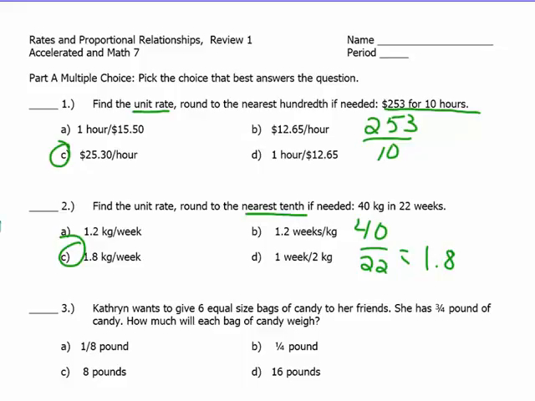For number 3, she wants to give 6 equal size bags of candy to her friends. She has 3/4 pounds. How much will each bag of candy weigh? So she has 3/4 pounds, and she's dividing that by 6. If you want to turn that into a decimal, you could, but you can always keep it as a fraction because our calculators do fractions. So that would give us 1/8 when I put that into my calculator. So that's a unit rate, 1/8 of a pound per bag.